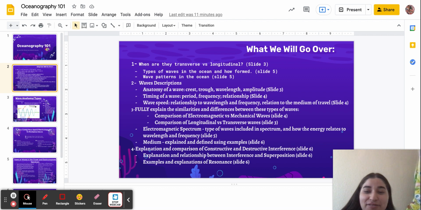We're gonna be going over, I have the slides, like what slide everything is on right here, but we're going to be going over waves, like are they transversal or longitudinal, the type of waves in the ocean and how they're formed, and wave patterns in the ocean. We're going to do descriptions of them, like the anatomy, you'll learn about that in a minute. We're going to do the timing of the wave speed.